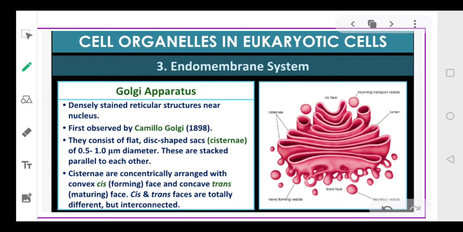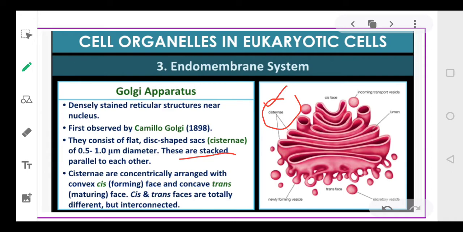Just look at this structure. Can you see here? The Golgi apparatus basically consists of certain tubules parallelly arranged to each other. These are called cisternae, and their diameter is approximately 0.5 to 1 micrometer. And these are stacks which are parallelly arranged to each other. So again, I am repeating, the Golgi apparatus basically consists of flat stacks which are arranged parallel to each other, and these are called cisternae.